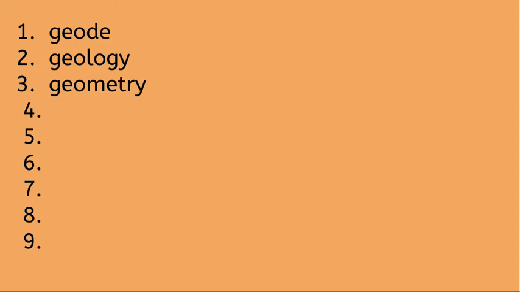Word number 4, geography. Geography is the science of the Earth's surface, its atmosphere, and its features. And lots of times it has to do with places. Geography. Here's how to spell geography.